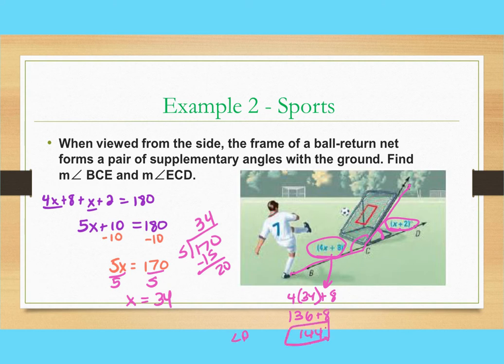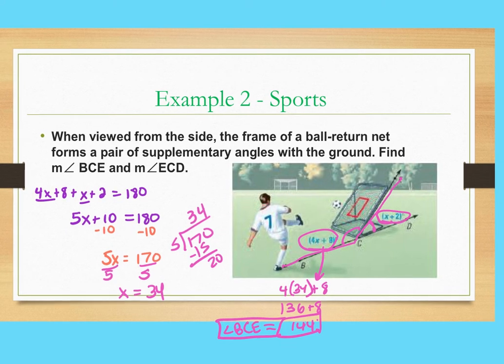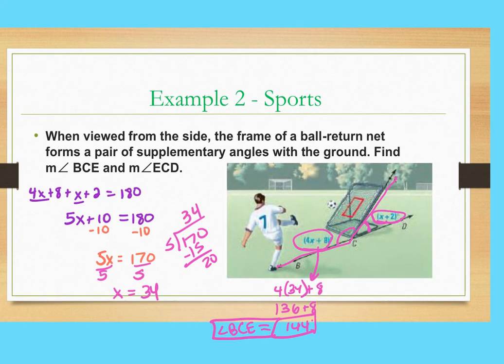That's angle BCE. And then what's one way to find angle ECD, because there's two? What's probably the easiest way? Kala. Subtract. Okay, good. Subtract it from 180. So I can do 180 minus 144, which is 36. If I have extra time, you can also plug it in to check.